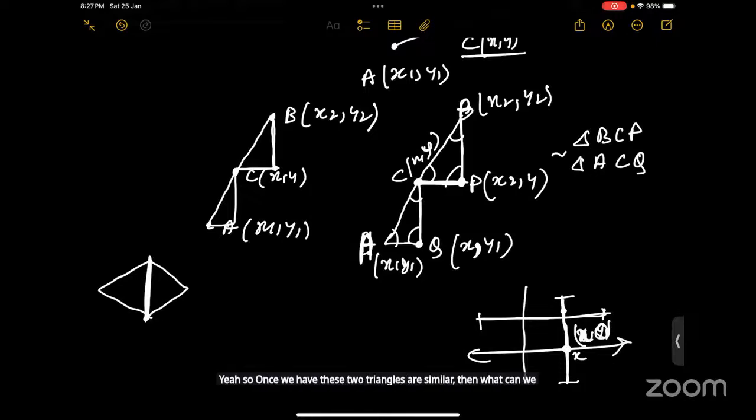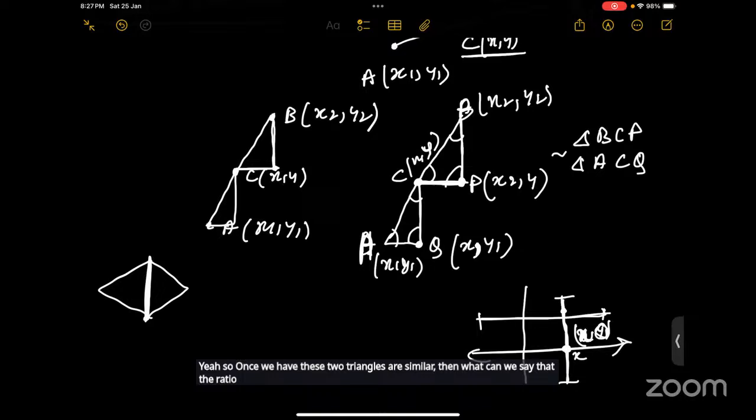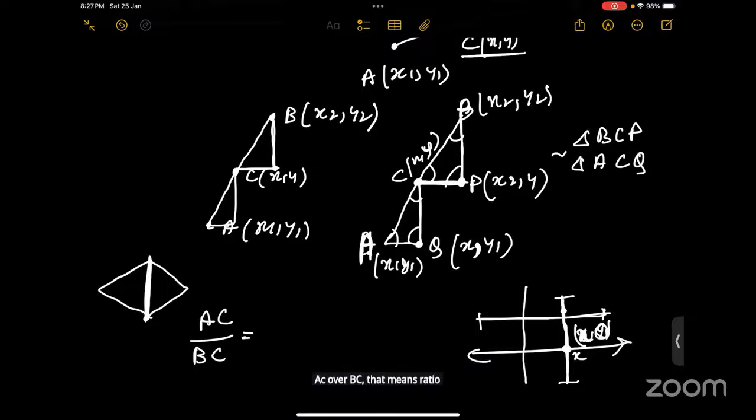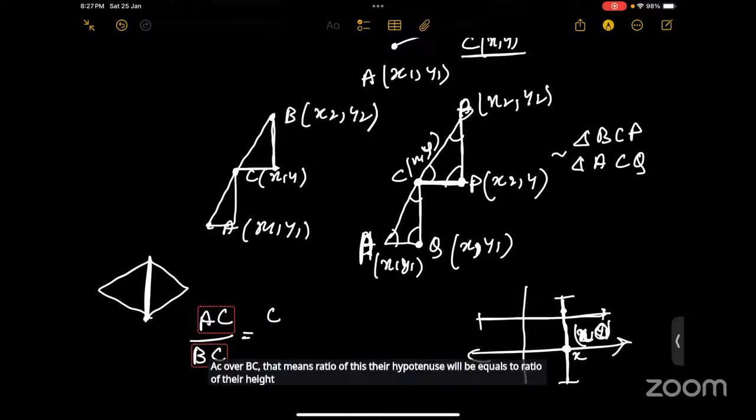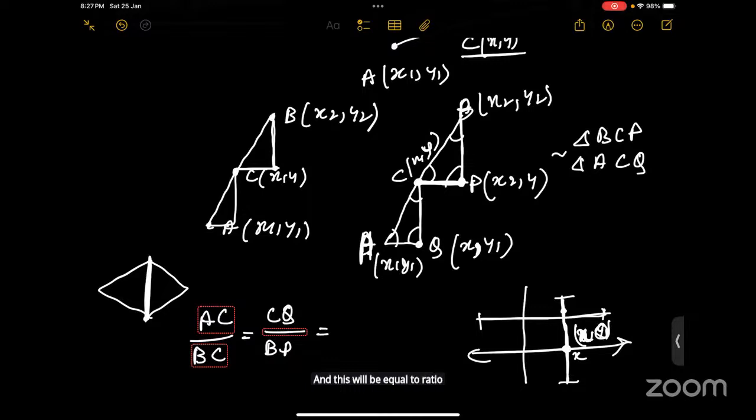Once we have that these two triangles are similar, what can we say? That the ratio of their hypotenuse will be equal to the ratio of their base, and this will be equal to the ratio of their height, right? That means we can write AC over BC, the ratio of their hypotenuse, equals the ratio of their height, that means CQ over BP. And this will be equal to the ratio of their base, that means AQ by CP.